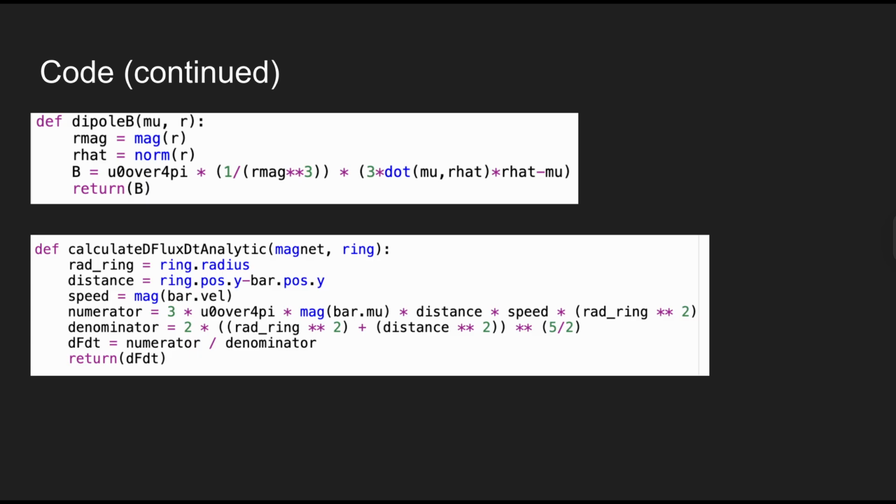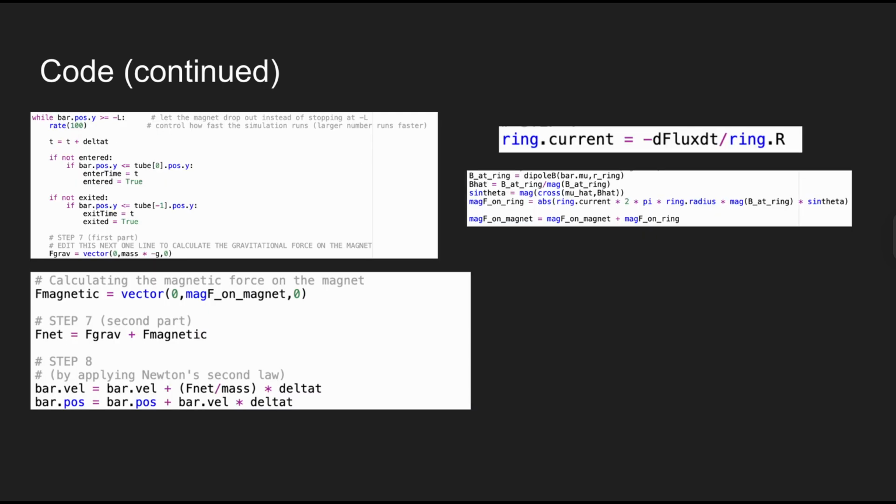Then I coded a function that would calculate magnetic flux using a magnetic object and a ring object. Next, I coded a loop that would update the forces on the magnet and tube and would update the location of the magnet based on these forces.